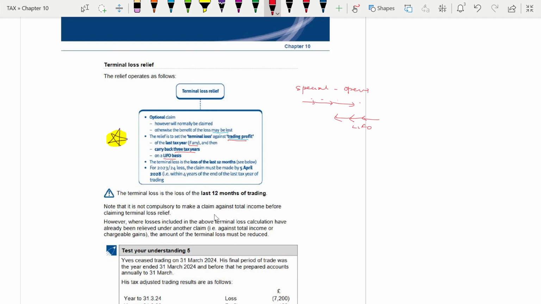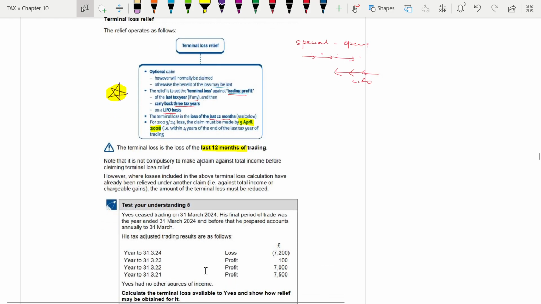The terminal loss is the loss of the last 12 months. For 2023, the claim must be made within 4 years of the tax year, by 5th April. Remember these dates, very important. The terminal loss is the loss of the last 12 months. Note that it is not compulsory to make a claim against total income before claiming for terminal loss.